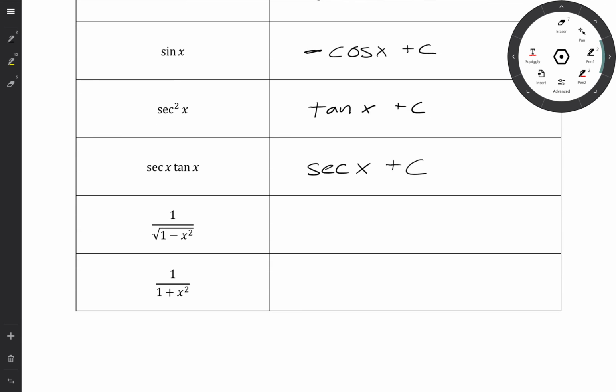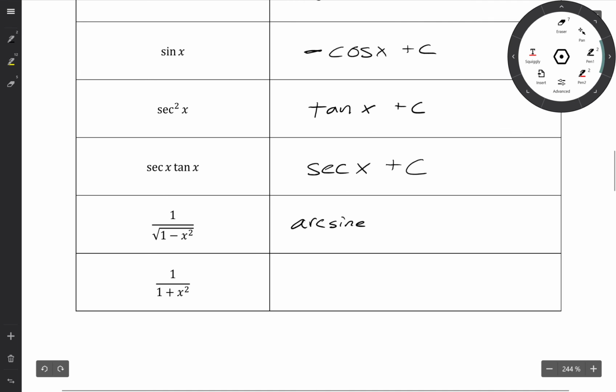All right, this one, if you remember all the way back, is clearly arcsine of x. And the antiderivative of 1 over 1 plus x squared is arctangent of x plus c.